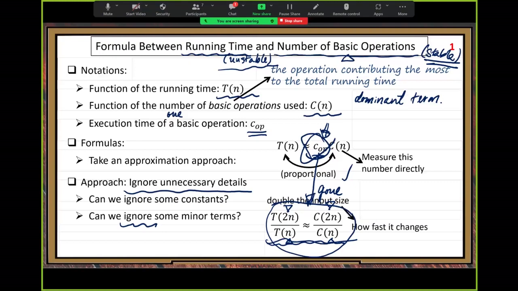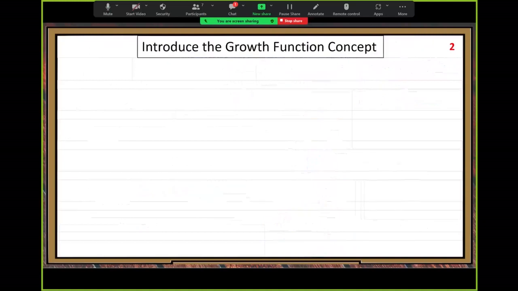Because this ratio can tell us how fast it changes. The larger the ratio, the faster the function increases. So we can see that in that way. The larger the ratio, the faster that efficiency function increases. Now we can introduce the growth function concept. So we did the preparation. Now we introduce the growth function concept.